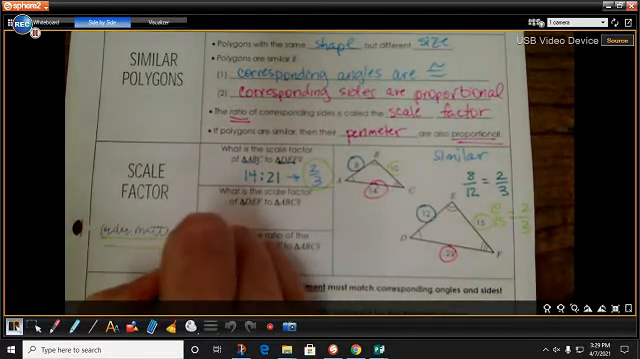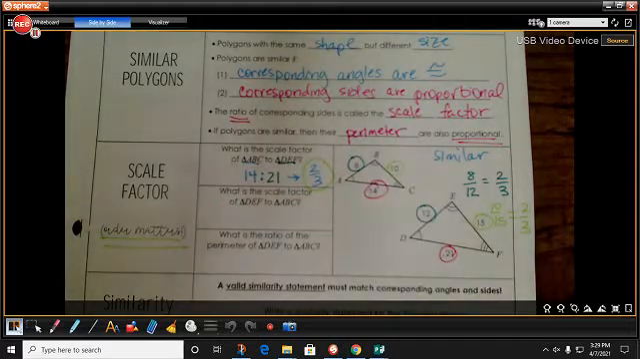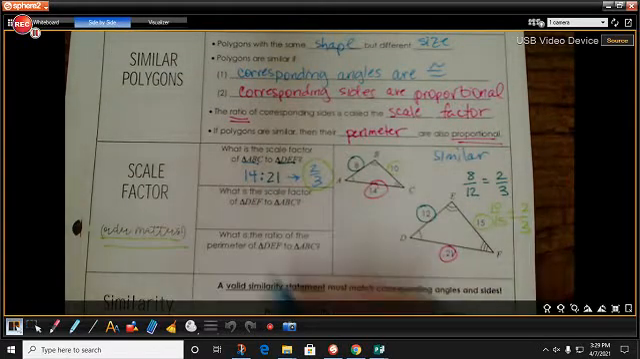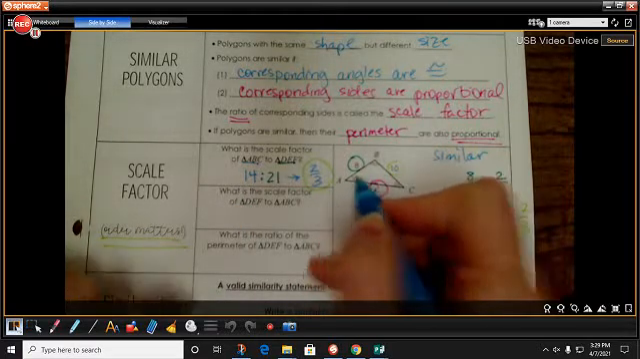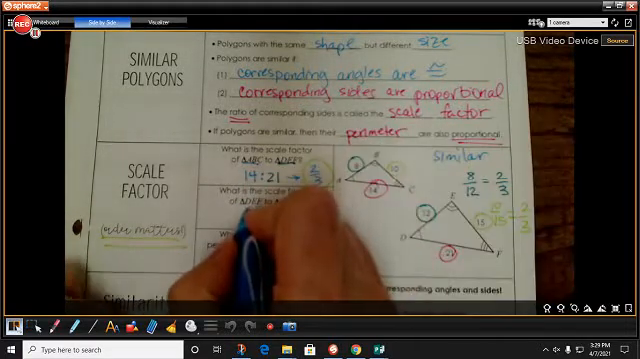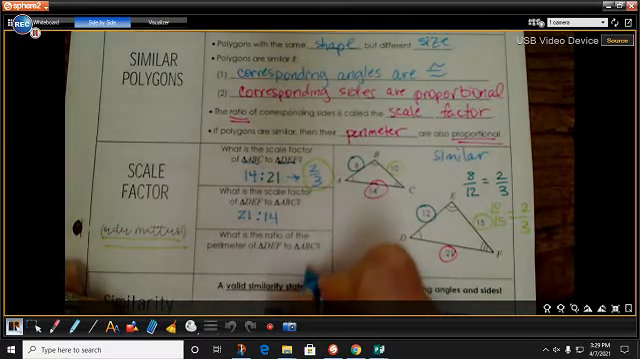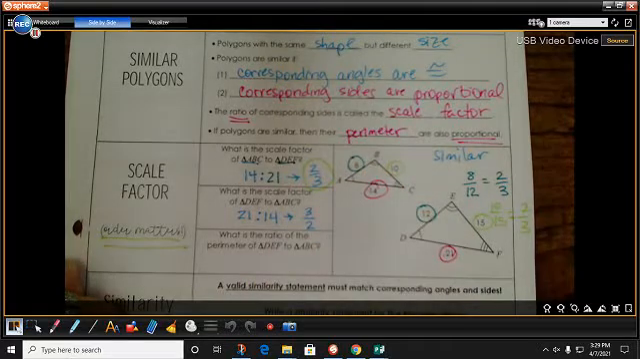Now, order matters. Here I did the scale factor of ABC to DEF. If I go backwards, if I want to know the scale factor going from DEF back to ABC, I have to write it in that order. So here I would do 21 to 14, and so that ratio is 3 to 2.